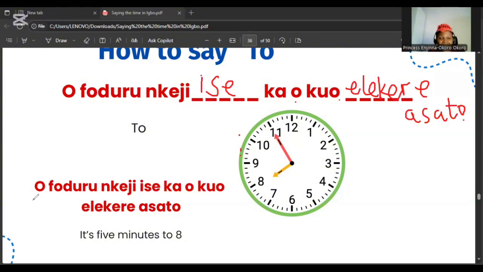All right, now let's see, read it down here. So 5 minutes to 8 o'clock would be ofodoro nkeji ise. It's remaining 5 minutes. Ka ọkụọ, before the time says elekere asatọ, 8 o'clock. Say with me slowly. Ofodoro nkeji ise ka ọkụọ elekere asatọ. Did you get it right? I'm proud of you if you did. If you didn't get it right, then clap for me for teaching you, and then go back and learn it again.